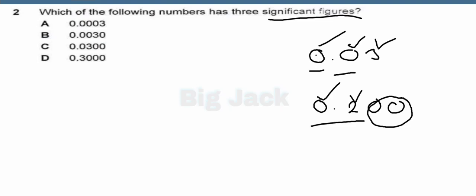Apart from that one, if we also have 0.102, how many significant figures do we have here?